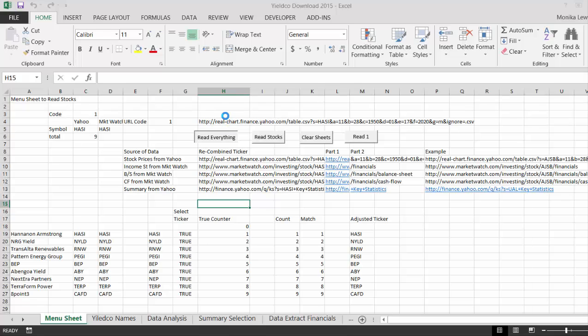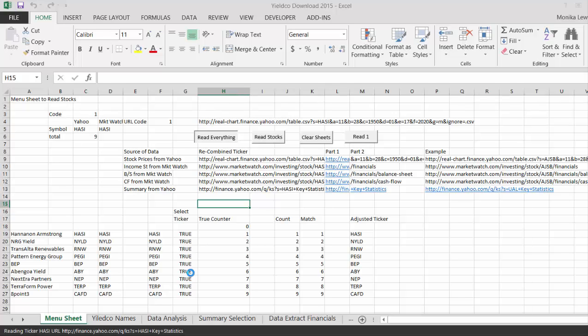Here's the URL code, and here are the URLs. Aha! So it's reading yahoo.com, and it's reading the statistics. Now, why it didn't read the other ones? Maybe I had a problem. Does it start from the end? Okay, now it's taking a little bit of a long time, but once it starts, I promise you, it goes a little bit more quickly.